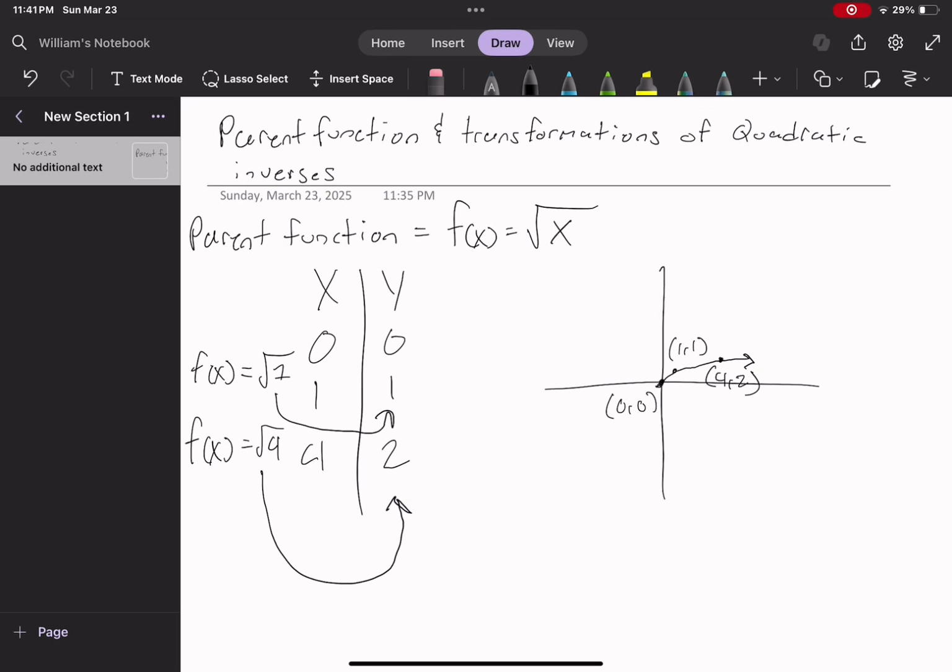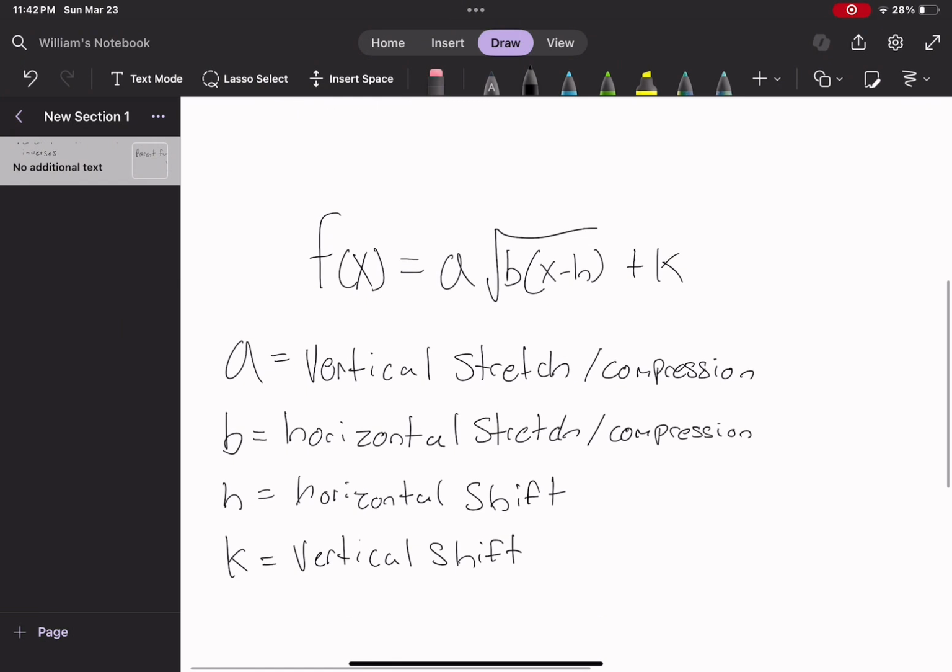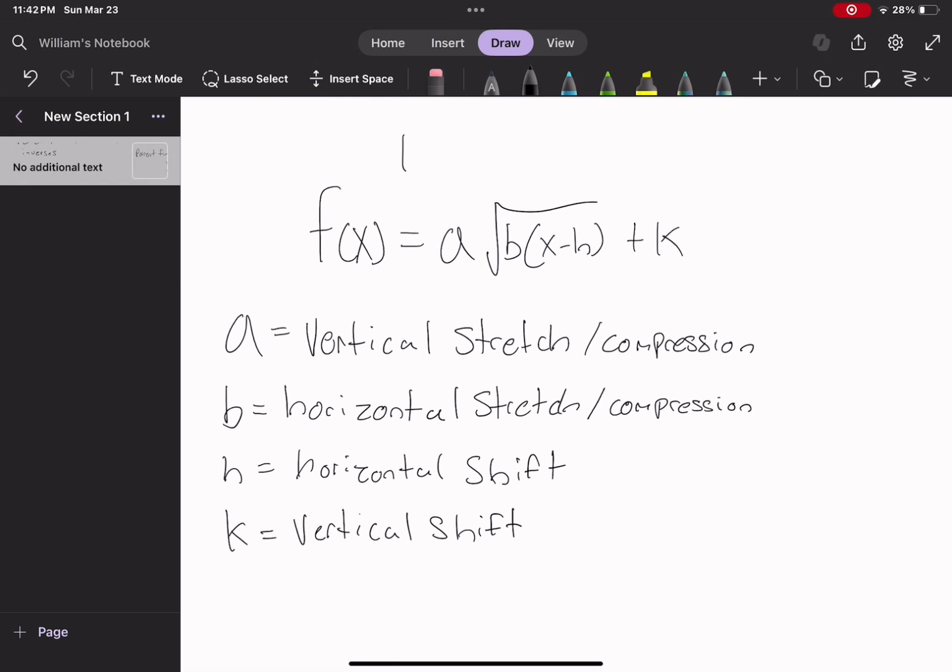Next, I'm going to show you how to do transformations, or at least introduce you to the formula you can use. Here's our formula for transformations: f(x) = a√(b(x - h)) + k.